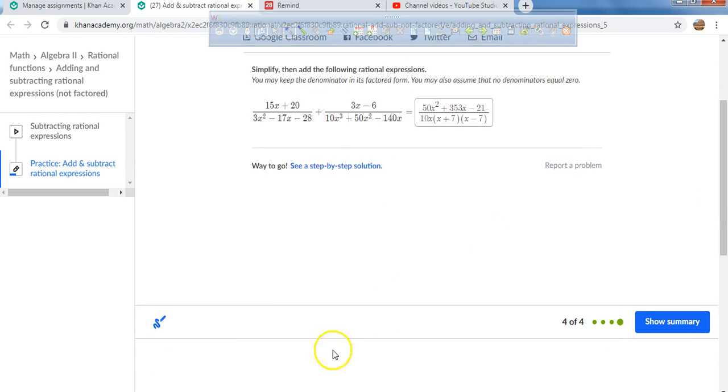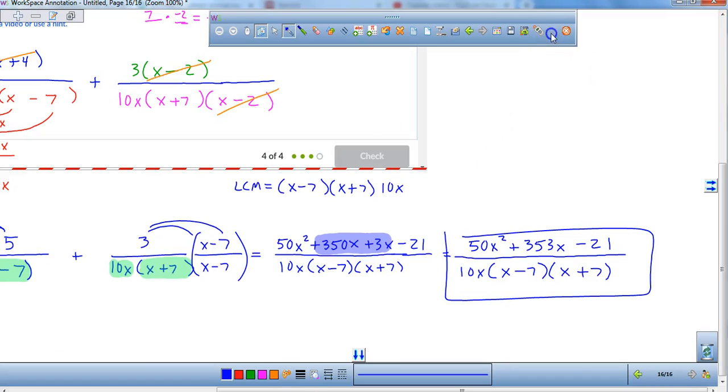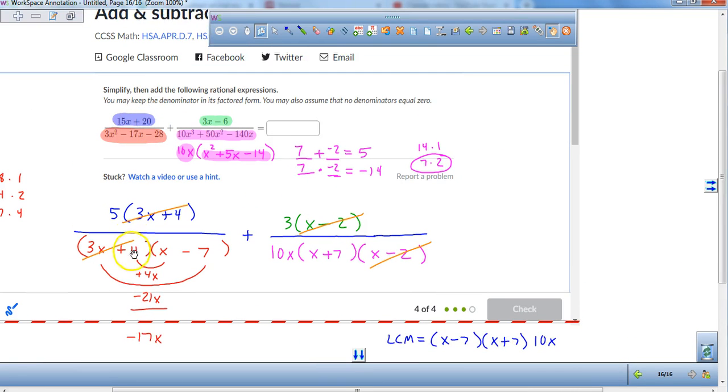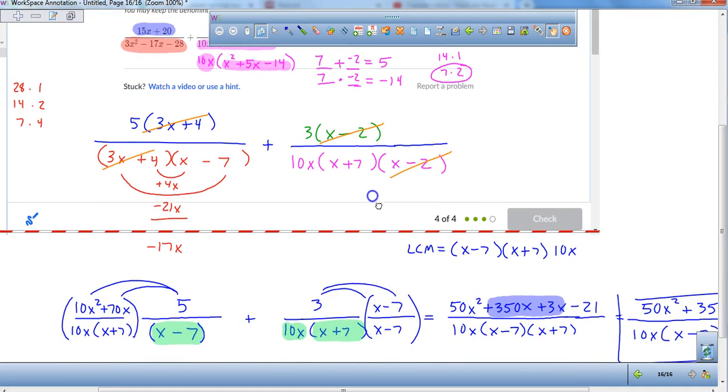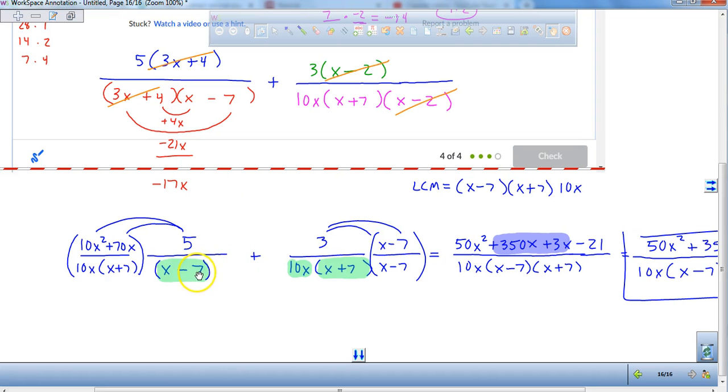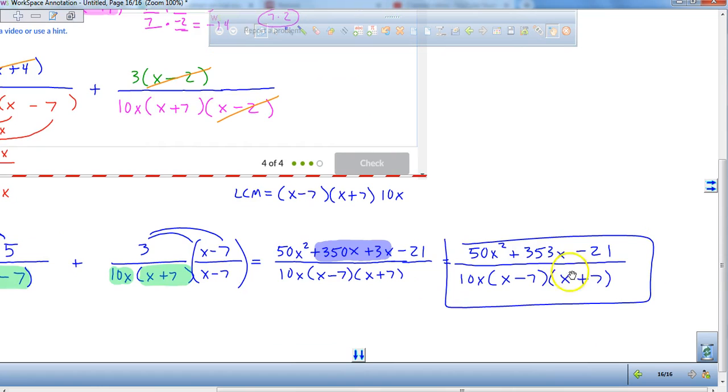Once again, the numbers will change, but just remember, the process will remain the same. You're like, what's the process? I totally forgot. Well, first thing you got to do is factor. You got to cancel out some common factors, which allows you to find your least common multiple. And remember, the least common multiple was 10x, x plus 7, and x minus 7. Then you had to figure out, this one had the x minus 7, but it needed the other two. And this one had the 10x and the x plus 7, but it needed the x minus 7. And then you had to multiply using the distributive property, and add like terms, and then you get all of this.